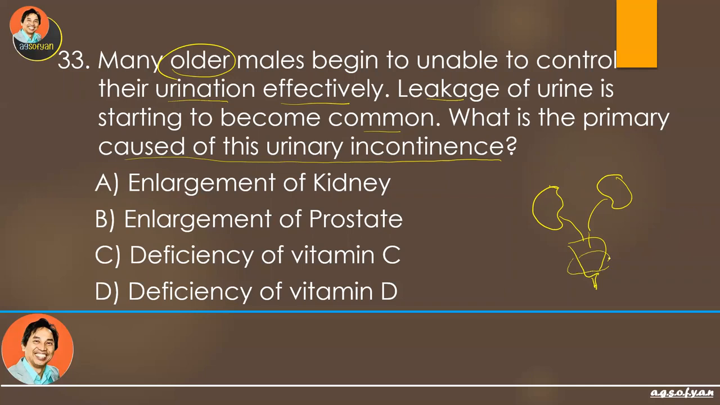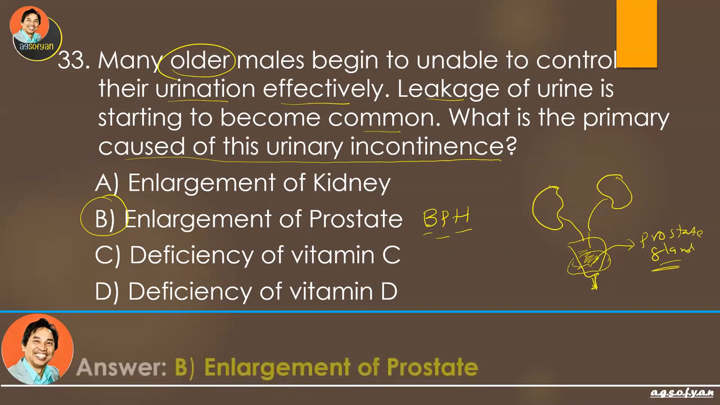Behind the bladder, male has a gland called the prostate gland. So when the prostate gland enlarges, it pushes on the bladder and causes the bladder to think, I already have enough urine over here, so I have to go to the bathroom, for example. So this is mainly caused by the enlargement of prostate, sometimes called BPH, benign prostate hyperplasia, which is the enlargement of prostate. So that's usually the main cause for the male to have urinary incontinence.